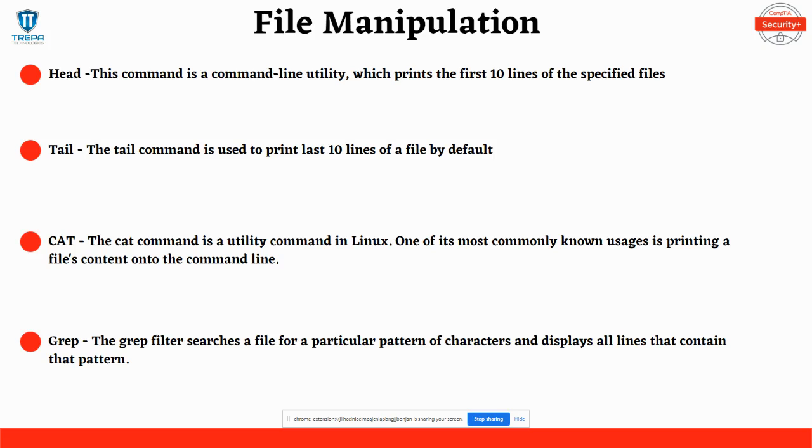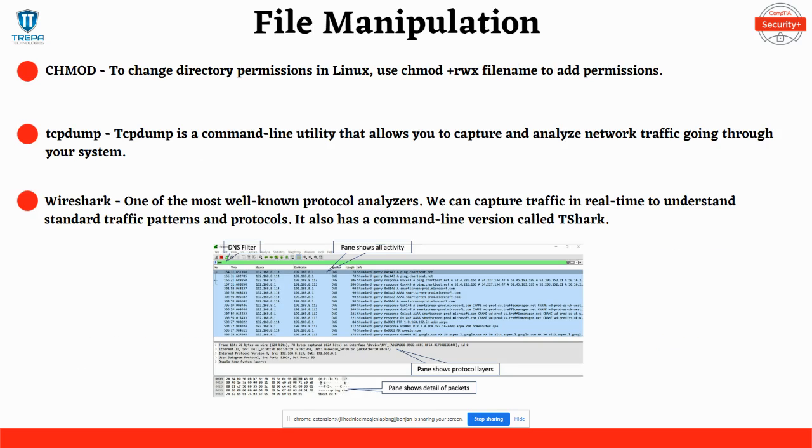The head command can be used in Linux to print the first 10 lines of a specified file. The tail command will be used to print the last 10 lines. The cat command will be used to show the entire contents of a file. And the grep command can be used on Linux systems to filter searches that match a particular pattern. chmod is a command used in Linux to set file permissions on a file.